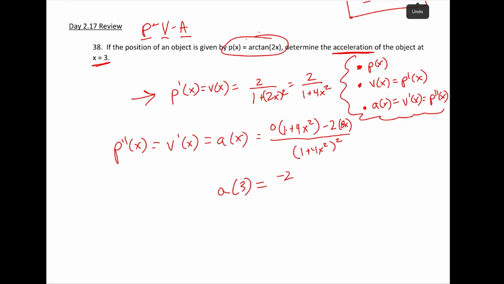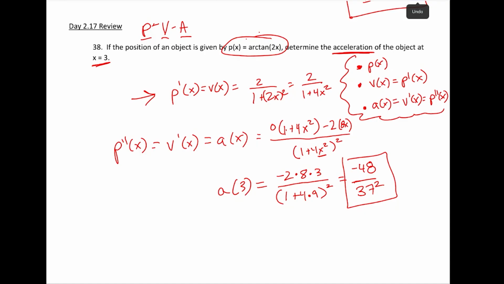It's going to be negative 2 times 8 times 3 divided by 1 plus 4 times 9, squared. So negative 2 times 8, that's negative 16, times 3 is negative 48. This bottom one, though, I think it's going to be a little unreasonable to do without a calculator. We got 37 squared. I'm happy if you just write it like that.